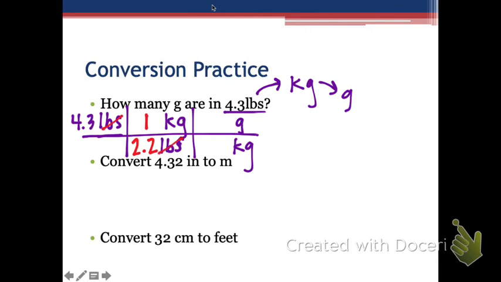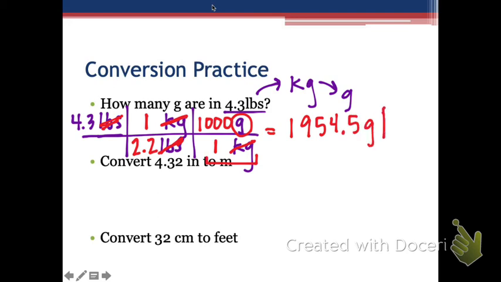If I stopped right there, I would be in kilograms. Now between kilograms and grams, which one gets the 1? Kilograms. Right, now this is a metric conversion, so I go back and look at my chart and say there's 1,000 grams in a kilogram. So my kilograms have canceled, pounds has canceled. I'm left in grams. So I'm going to take 4.3 times 1,000 divided by 2.2, and I get 1,954.5 grams.